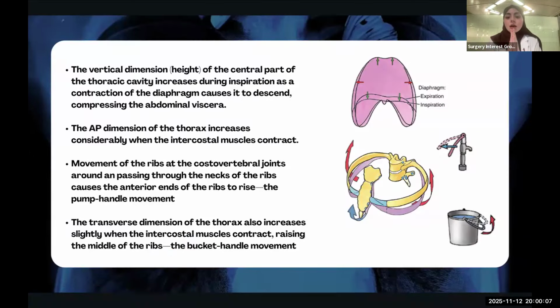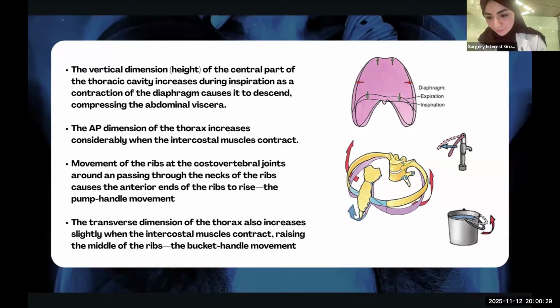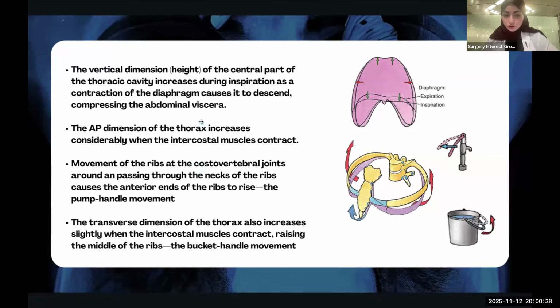Hopefully that makes sense. Now we're going to be discussing how the diameters of the lung or the thoracic cavity change in relation to inhalation and expiration. And again, we've discussed all of this already. For the vertical dimension, you should know this because I mentioned it a lot. How do we increase the vertical diameter? The diaphragm contracts. So the diaphragm will flatten, and this will increase the height in the lungs. This will cause the compression of my abdominal viscera. I'm pushing everything in my abdomen down, and this will cause the increase in the height of the lungs.